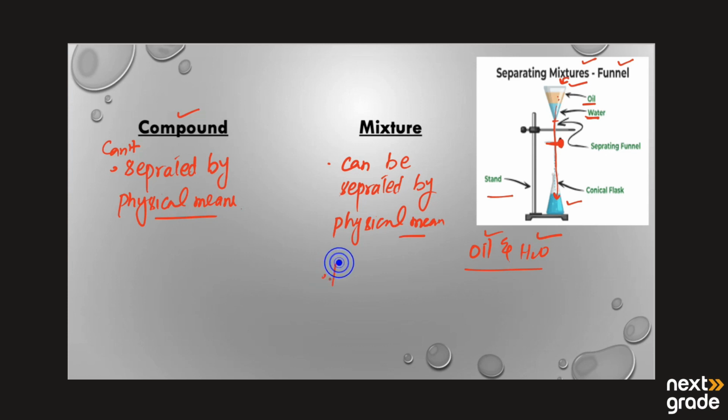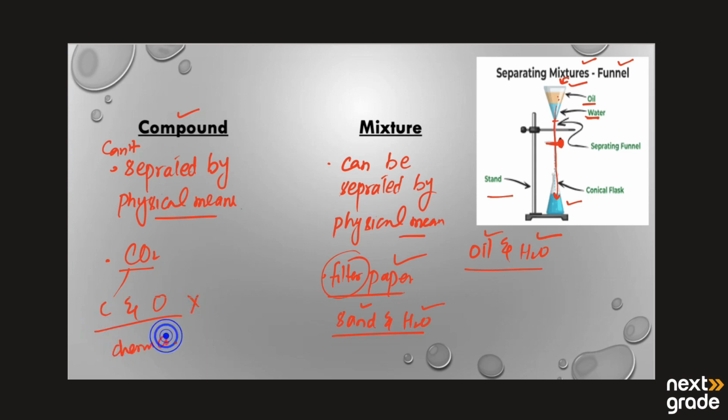Another is the use of filter paper. This is also a physical means to separate the constituents. For example, if we have a mixture of sand and water, we separate the sand from the water by the use of filter paper. On the other hand, if we have a compound like carbon dioxide, we cannot separate carbon and oxygen by simple physical means. We need some chemical method to separate its constituents.